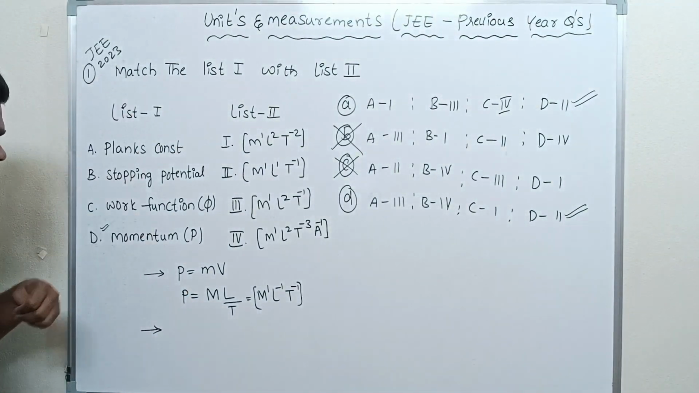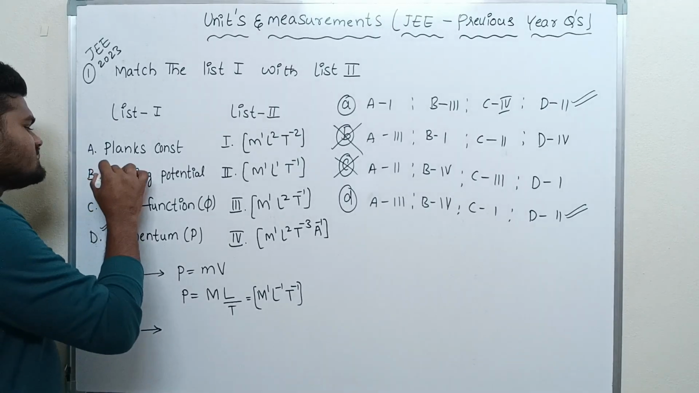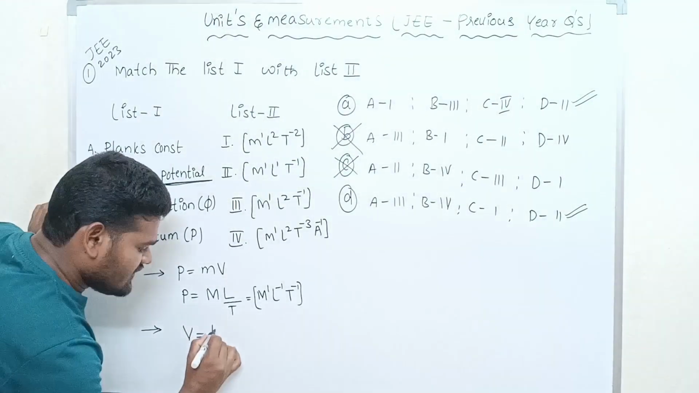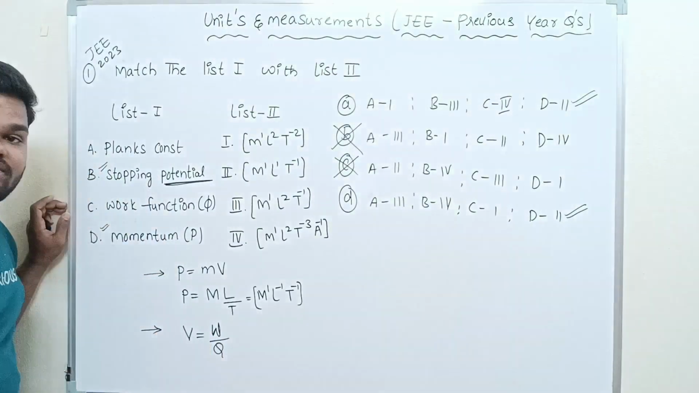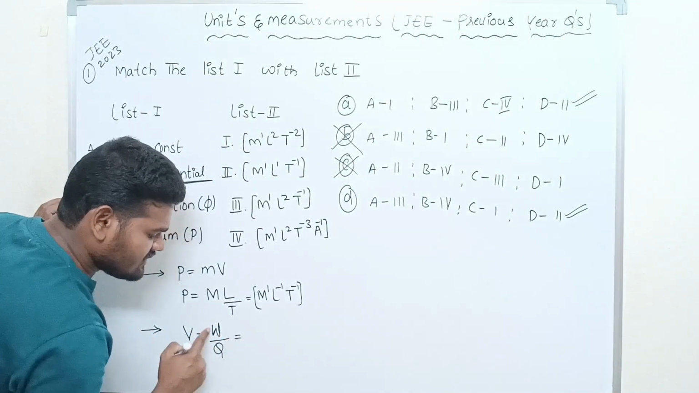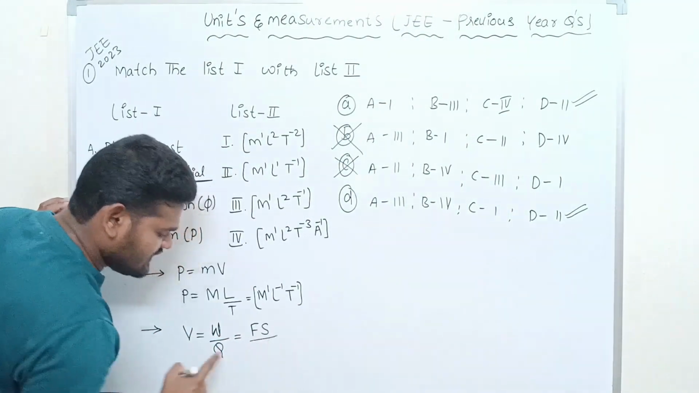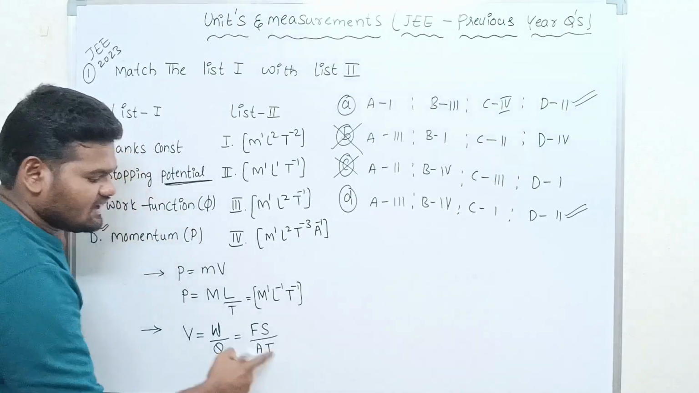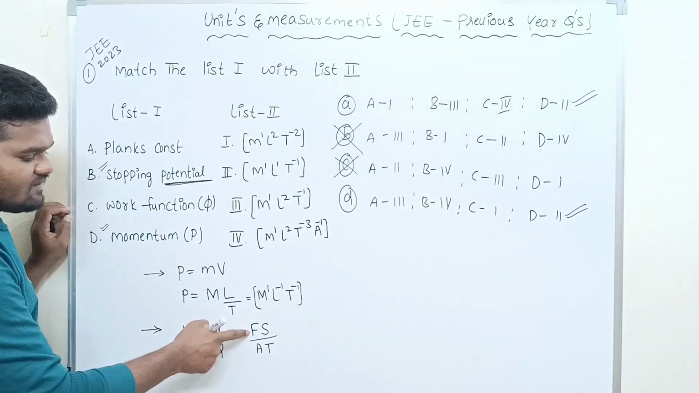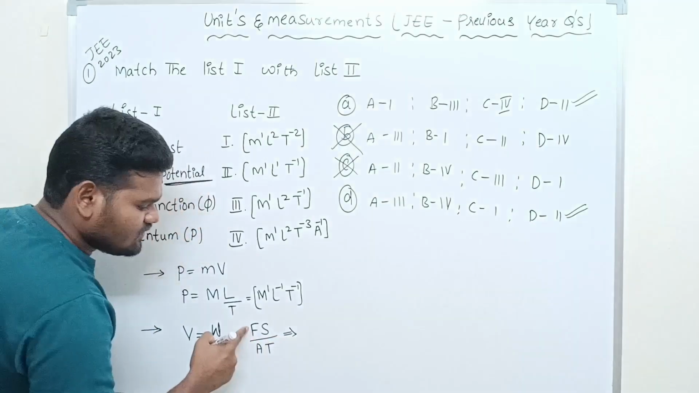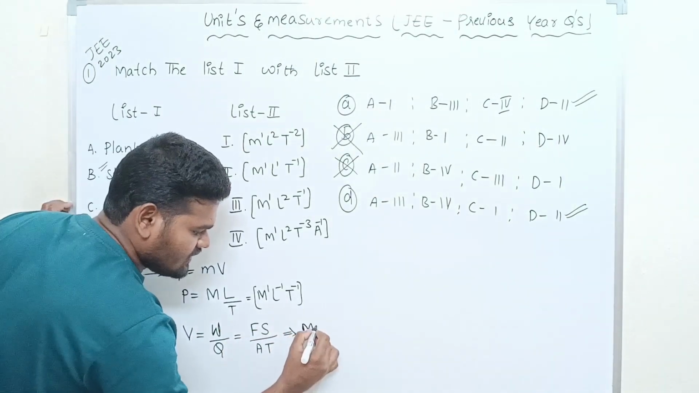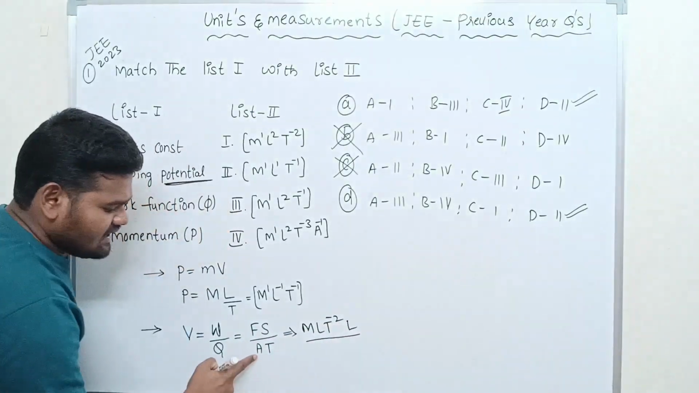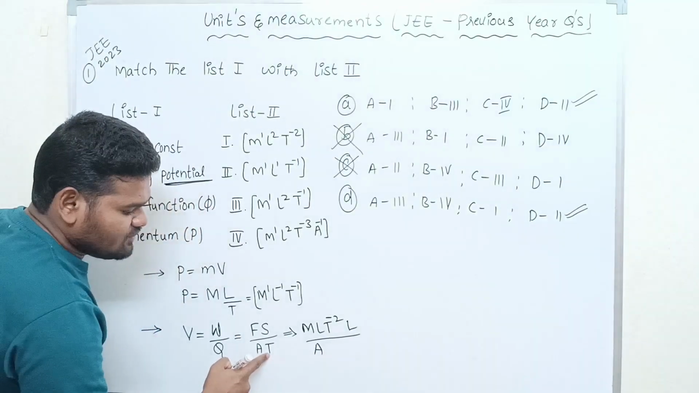In the 4 given physical quantities, we know about stopping potential. What is potential? V is equal to work done in bringing the charge, W by Q. What is W? Work, W is equal to F into S, divided by Q. Charge Q is equal to I into T, where I is current and T is time. What is F? Force is equal to M A, which is M L T power minus 2. Displacement is L, divided by A, which is the electric current.